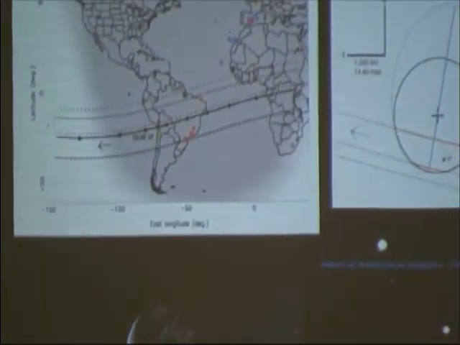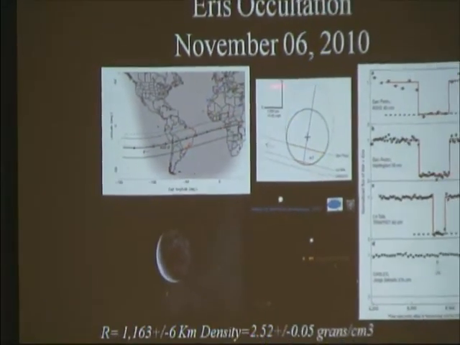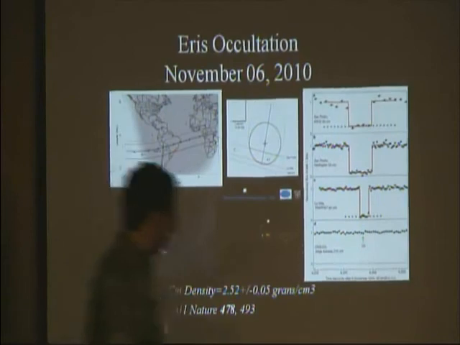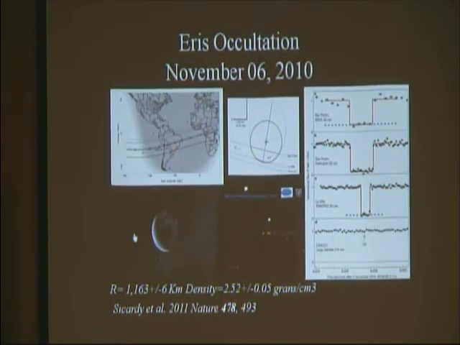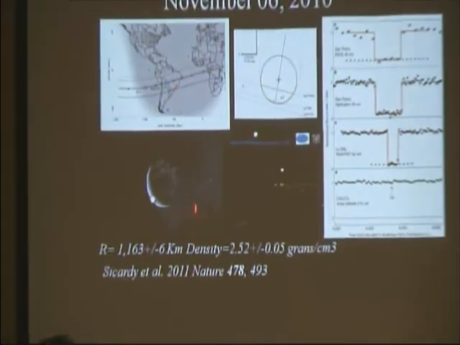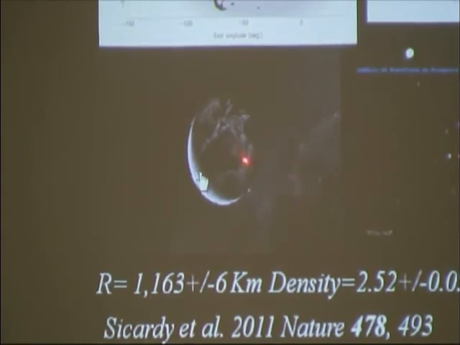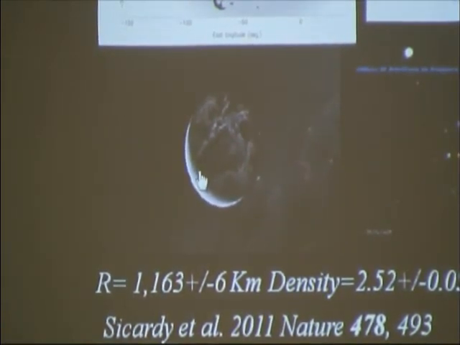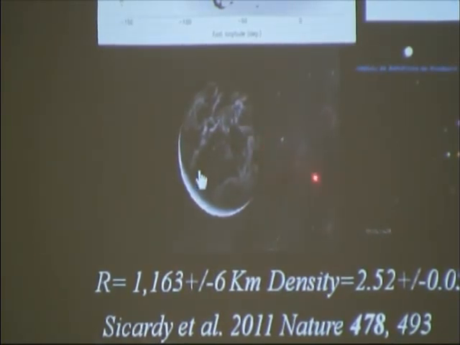Eris occultation, this is another dwarf planet. It took place in November 2010. I have two nice movies that will explain better what I'm talking about. It starts. Yeah, it's moving. And you see the shadow of Eris, just an animation on Earth, and it passed here in Brazil. Yeah, you see the shadow?